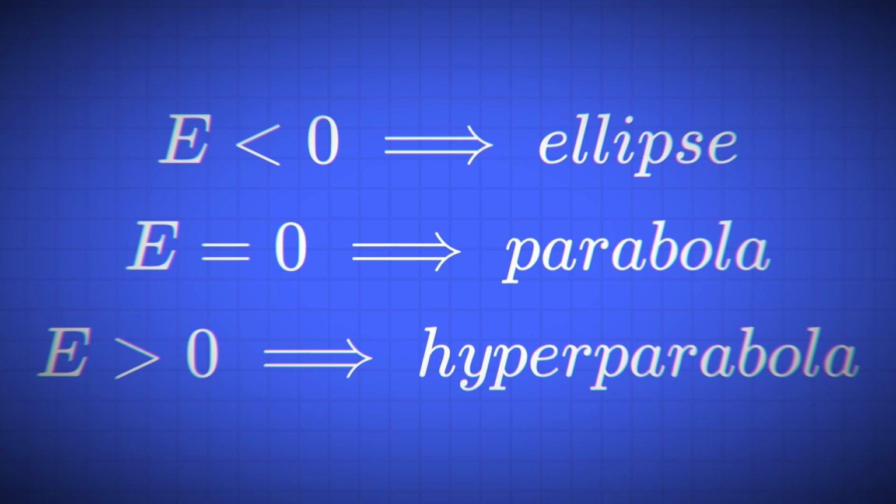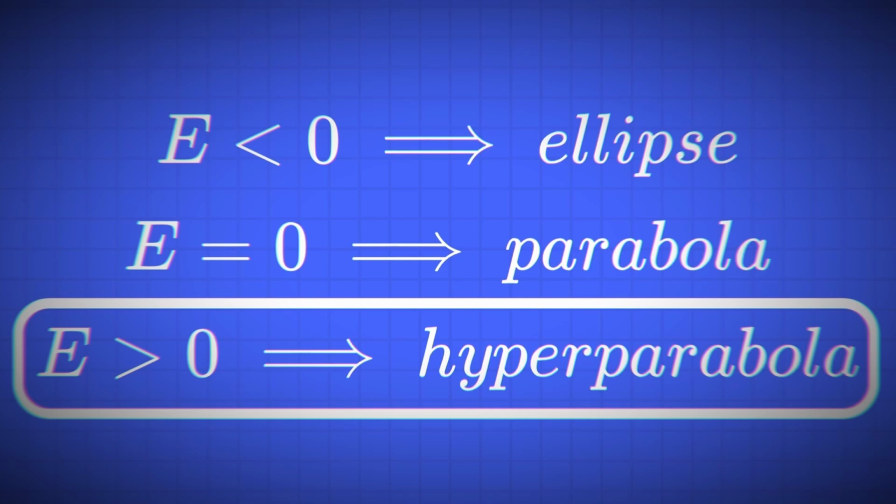But in the case of our alpha particles, they are very high energy particles. They have more than enough energy to escape the force, and so it has an energy that is greater than zero. So from that he figured out that particles would have a hyperbolic path.